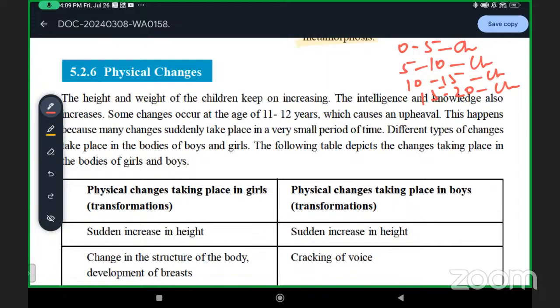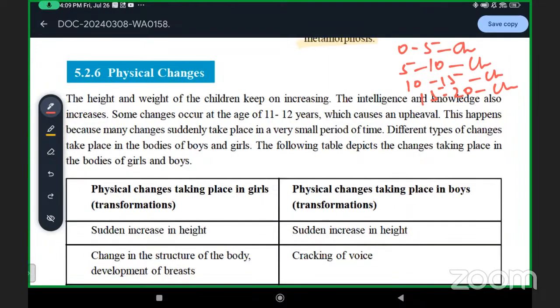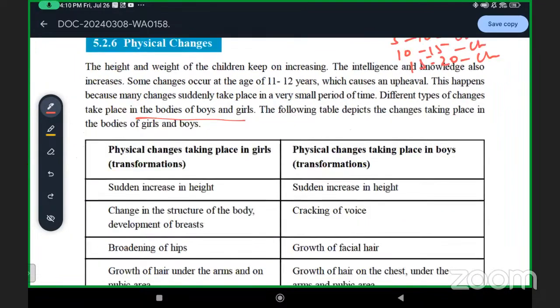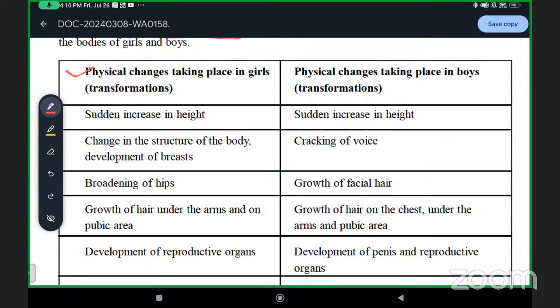Intelligence and knowledge also increase. Some changes occur at the age of 11, 12 years, which cause an upheaval. This happens because many changes suddenly take place in a very small period of time. Different types of changes take place in the bodies of boys and girls. Now we have this table that depicts what changes take place in girls and what happens in boys.